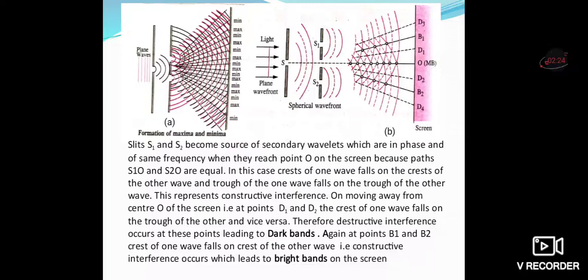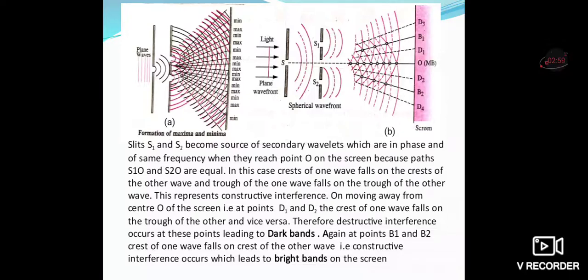On moving away from the center O of the screen, we reach the points D1 and D2. Just observe the points D1 and D2 in the diagram. In this case, the crest of one wave falls on the trough of the other. At point D1, one dotted arc coincides with a solid arc, which means one trough falls on a crest. Similarly, a crest falls on a trough. So at this time, destructive interference takes place, and this destructive interference leads to dark bands.